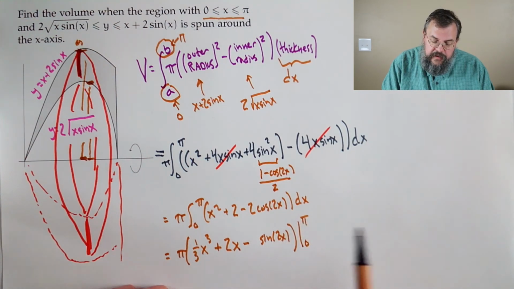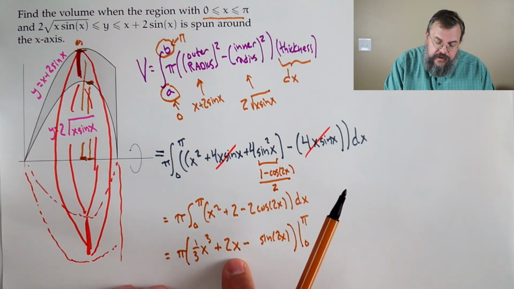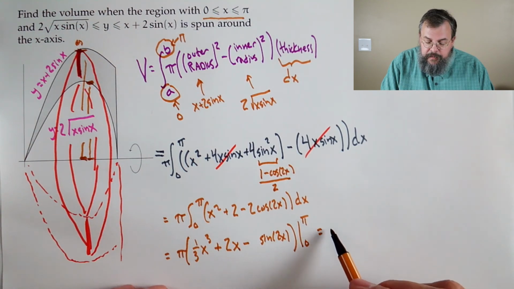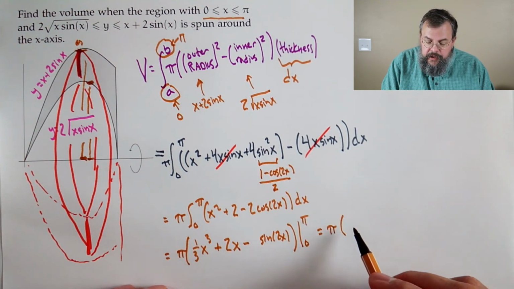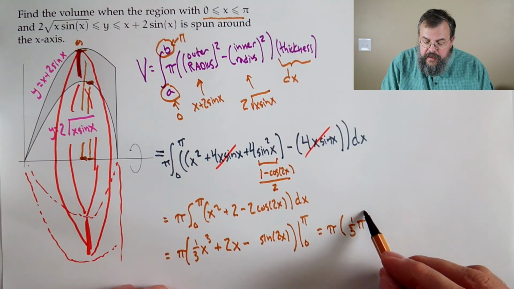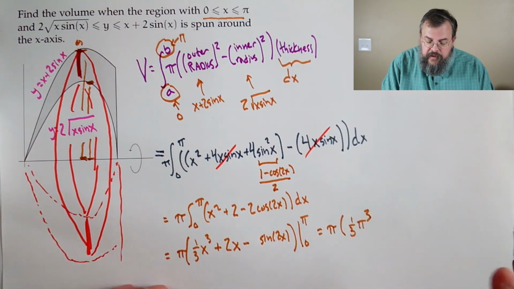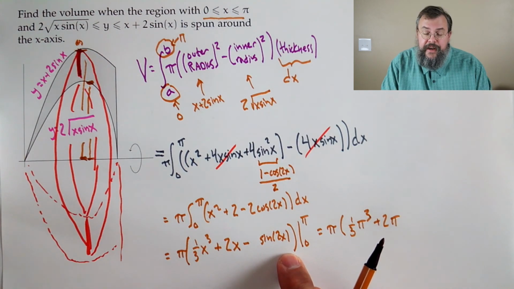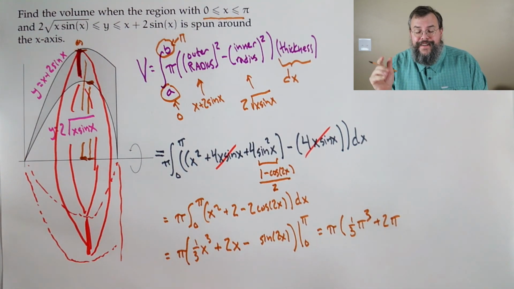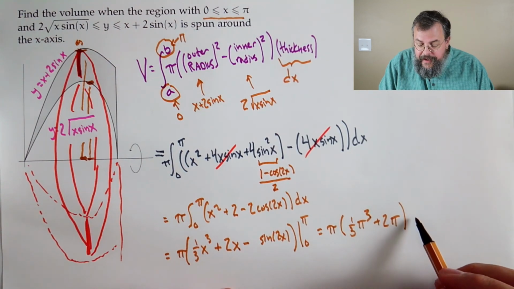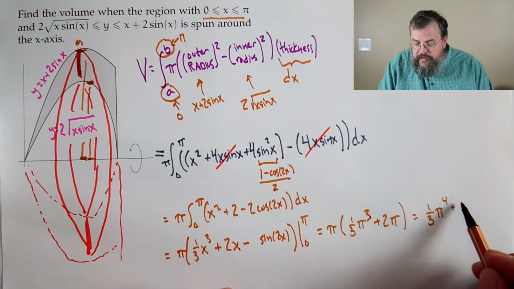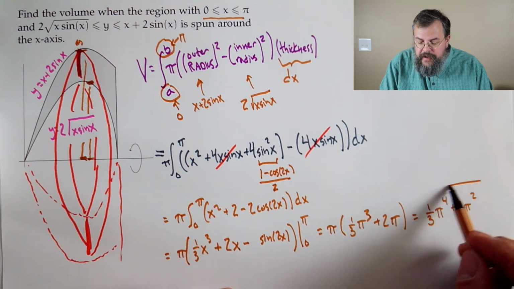Well, when you plug in 0, good news, sine of 0 is 0, 2 times 0 is 0, a third times 0 cubed is 0. So we've got to plug in pi. So we end up with pi times 1/3 pi cubed, then plus 2 pi, and sine of 2 pi, and sine of 2 pi also goes to 0. So it goes away. So our final answer is 1/3 pi to the 4th plus 2 pi squared.